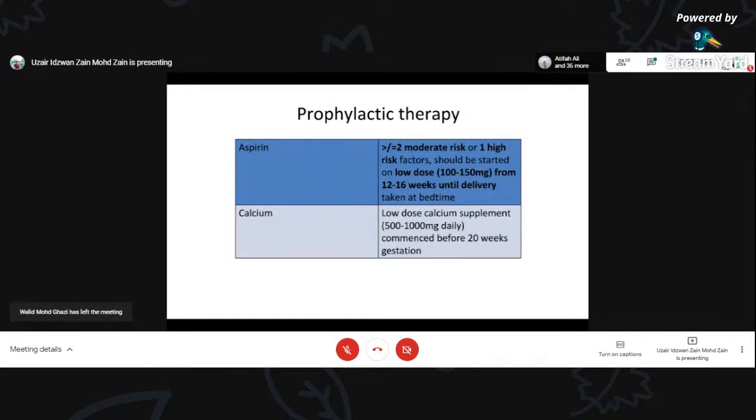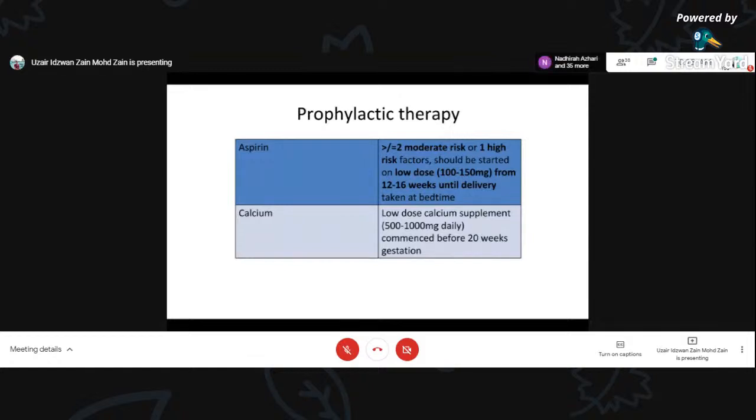The aspirin should be given at less than 16 weeks, because the reason you give aspirin is the pathophysiology of preeclampsia itself, where preeclampsia happens due to poor invasion of the artery, the placenta blood vessel. So by giving aspirin, you inhibit some of the mediators, for example, thromboxane and also prostacyclin. So you should give it before the placenta is completed at 16 weeks. So yeah, that's why.